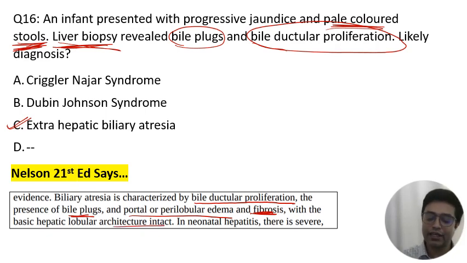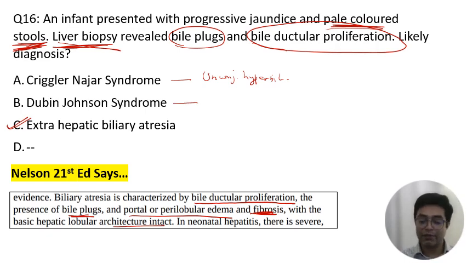Why are the other options not correct? Crigler-Najjar syndrome causes unconjugated hyperbilirubinemia, and these patients will not have a pale colored stool. They will have normal colored stool. They have unconjugated jaundice. In Dubin-Johnson syndrome, when you do a liver biopsy, you will find a dark liver in the patient. Plus, these patients do not have a progressive jaundice. Dubin-Johnson syndrome comes to attention usually later in life, and it causes a relatively mild jaundice.